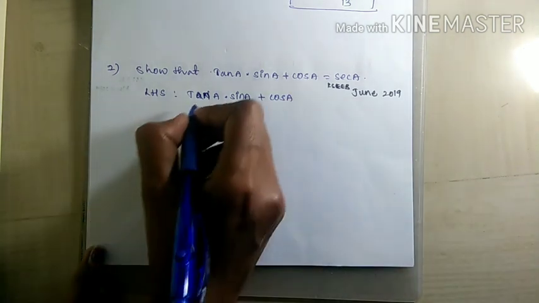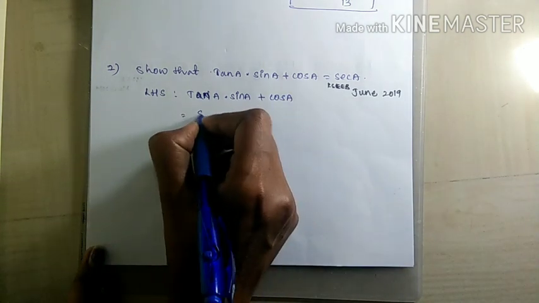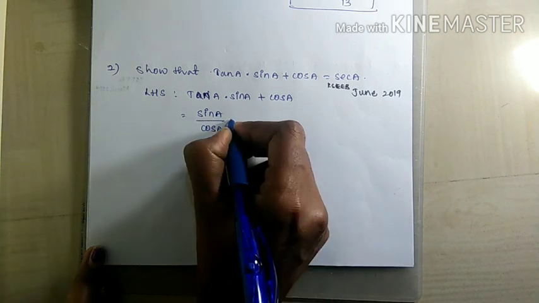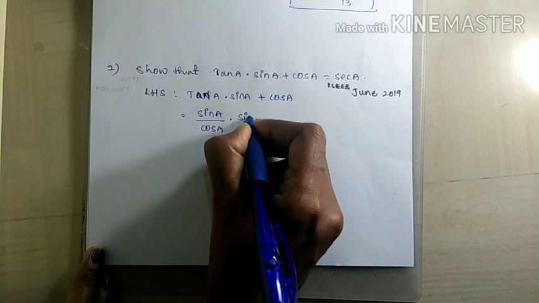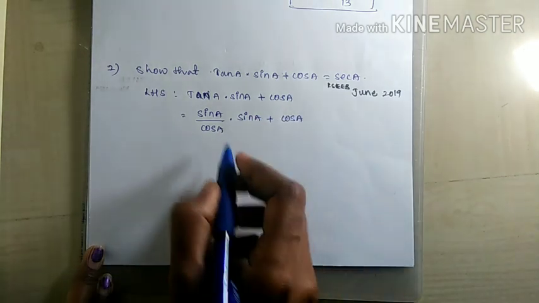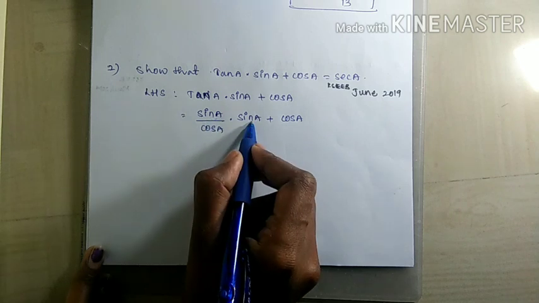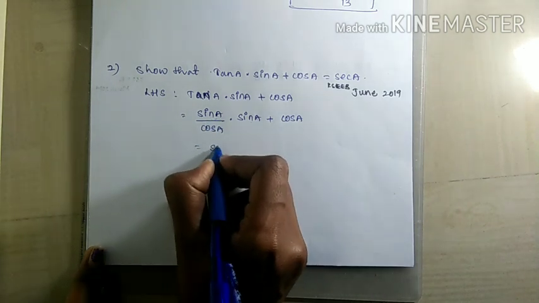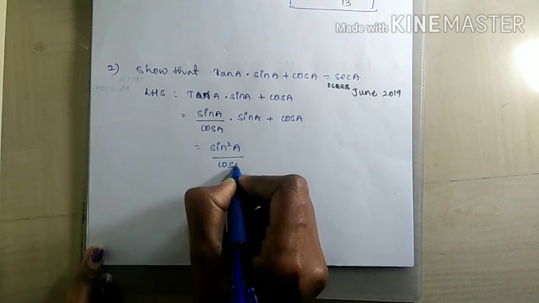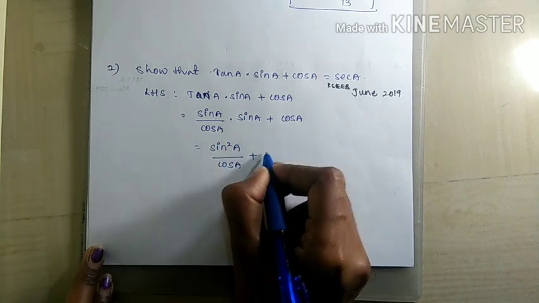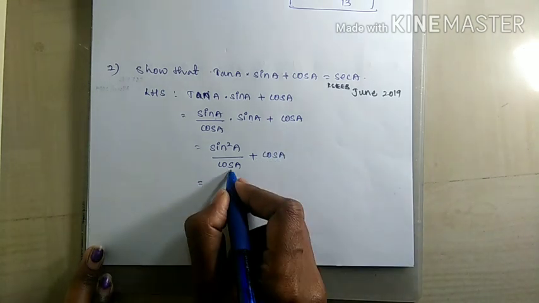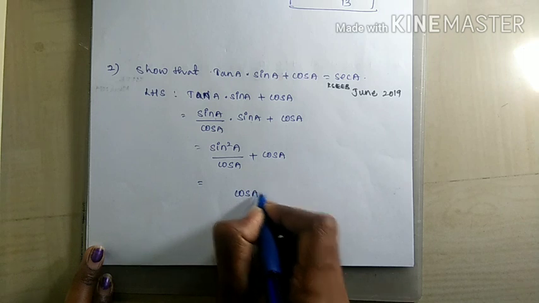So tan A we can write as sin A by cos A, into sin A plus cos A, written as it is. Now sin A into sin A is sin square A by cos A, plus cos A, write it as it is. Now let me take the LCM. Cos A is the LCM.